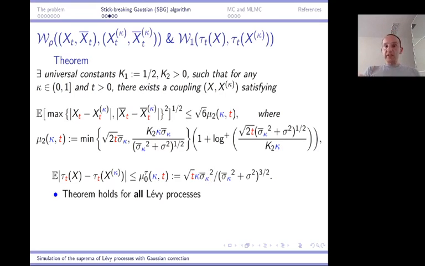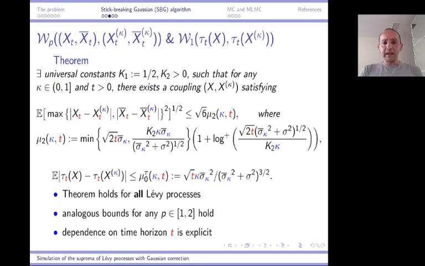So this theorem holds for all Levy processes. It's bounds for all p. The dependence on the time horizon is explicit, which would be important in certain applications, not just implicit constants. And also I need to say that the coupling from before, in order to prove this theorem, particularly for the time of the supremum, I need to consider also problems to do with the Kolmogorov distance, which I don't have time to go into in this talk. We need a bound.